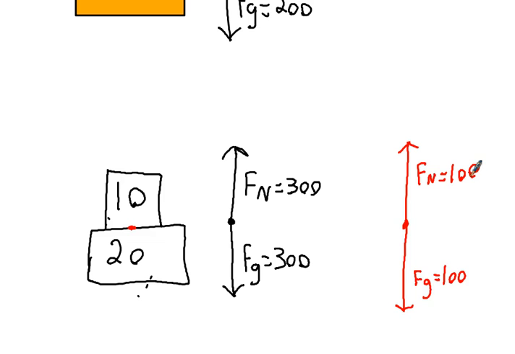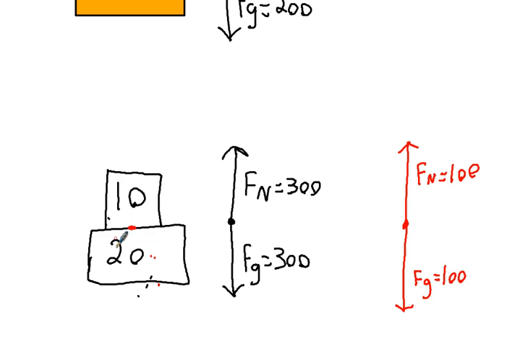Now, don't get your forces confused here. If we look at the forces acting on the 20 kilogram box, there's a little bit of stuff going on. It's pushing up with 100 newtons on this one, so that one's pulling down on it with 100 newtons. So if we just look at the forces acting on this box, there's a downward force caused by gravity of 200. There's an upward normal force of 300, and there's a downward force coming from this box of 100.